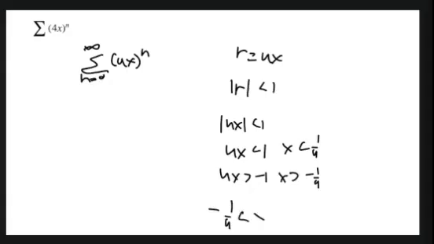And we get x is less than 1/4. That's the key idea here. Whenever you see something raised to the nth power like this, check whether it behaves like a geometric series.